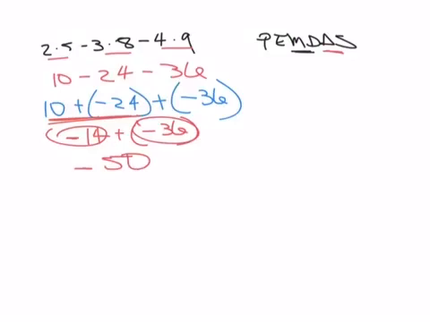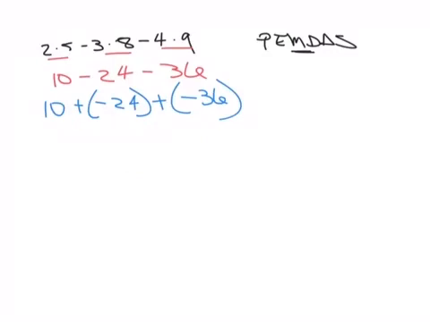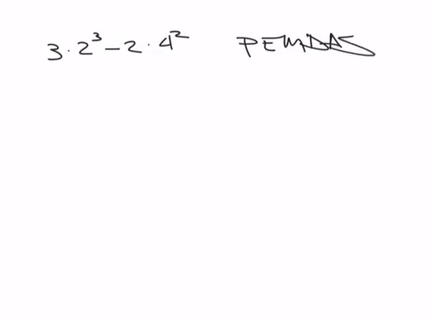All right, so let's keep cruising along here. I guess we're on example 5. So we have 3 times 2 cubed minus 2 times 4 squared. What does PEMDAS say? PEMDAS says do parentheses first. We don't have any, so we have to do exponents. So 3 times 8 minus 2 times 16.